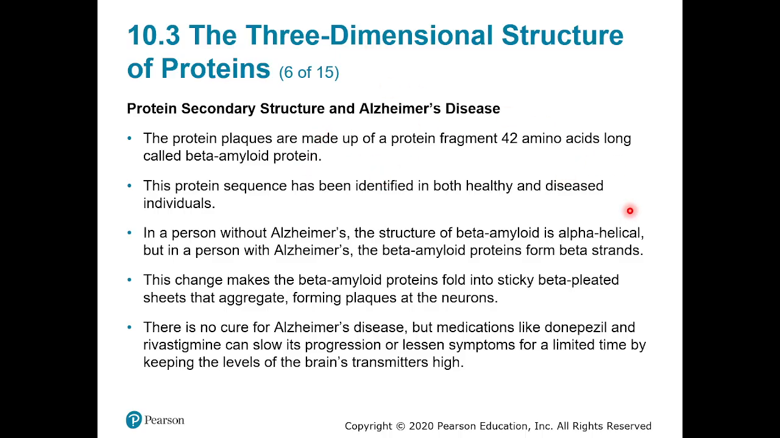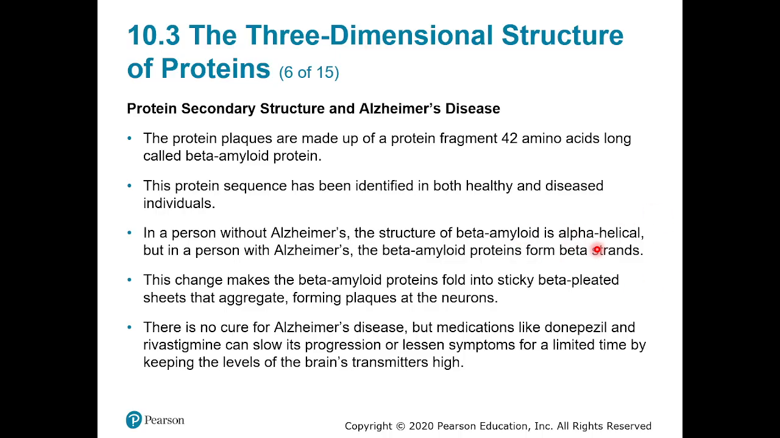The protein sequence is going to be identified in both healthy and diseased individuals. And so this is naturally occurring in your body, but typically it doesn't build up plaques in your brain, okay? Unless you have Alzheimer's. In a healthy person, the structure of the beta amyloid is going to be alpha helical. But in a person with Alzheimer's, the beta amyloid proteins actually form beta strands instead of the alpha helix.